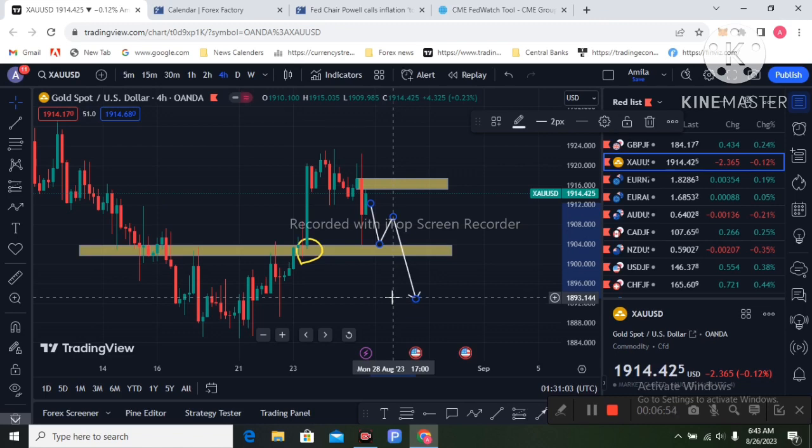Take the trade with smaller time frame confirmation. Money management and risk management are the key for trading. Gold is a more volatile pair. You should trade with risk management.